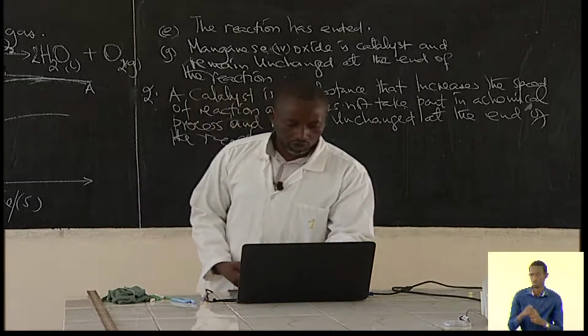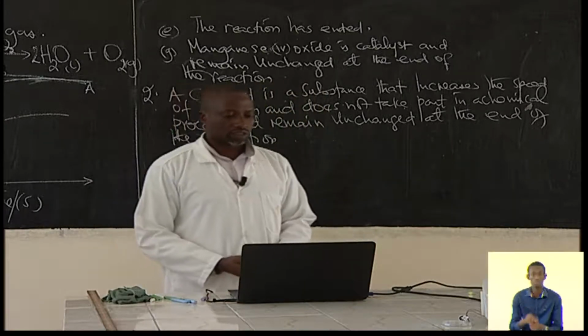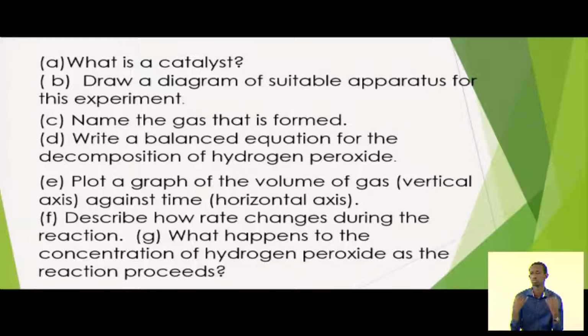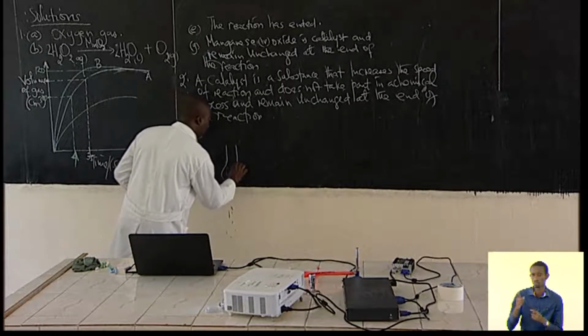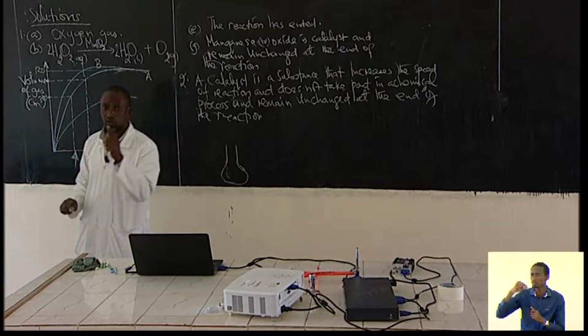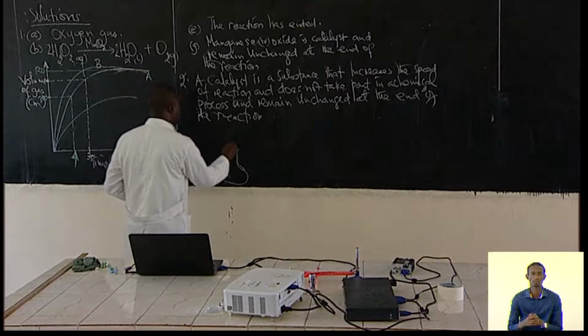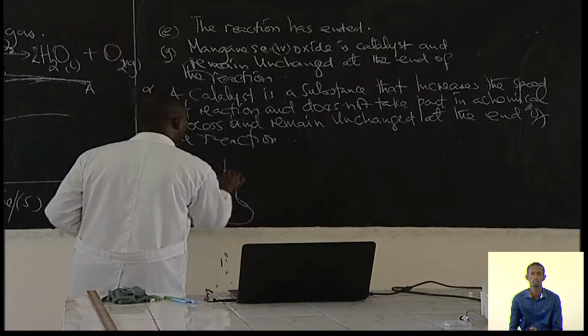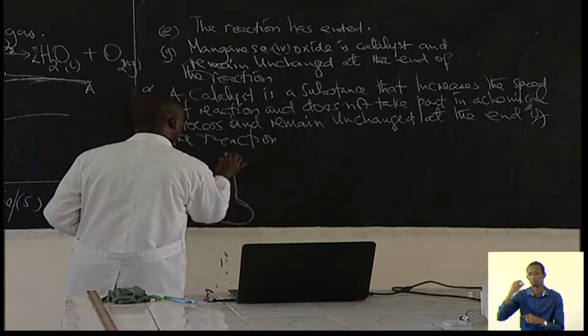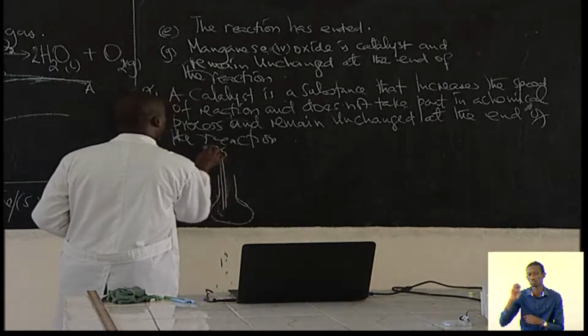Draw a diagram of a suitable apparatus for this experiment. So you should expect you have a flask. This is a flask, and in the flask you will have copper II oxide, not manganese IV oxide, and then hydrogen peroxide being added. You are adding hydrogen peroxide in this flask.